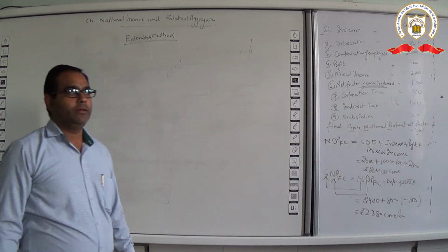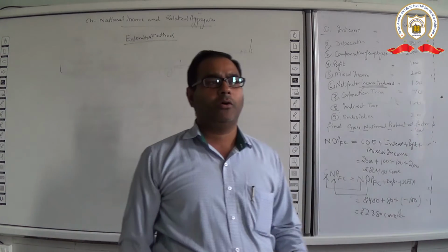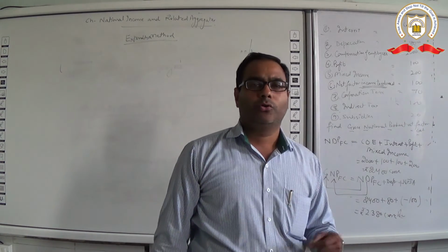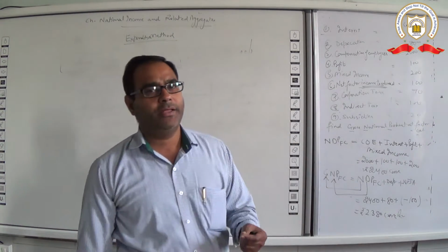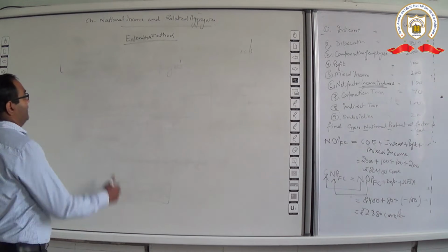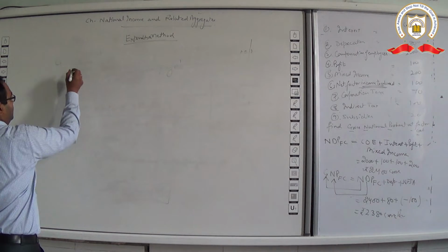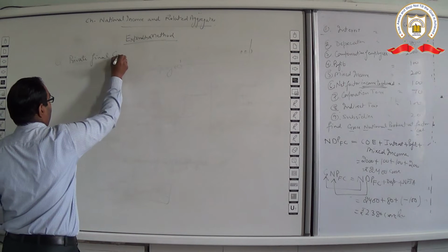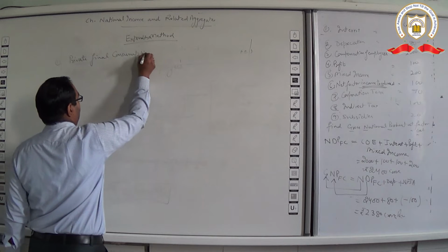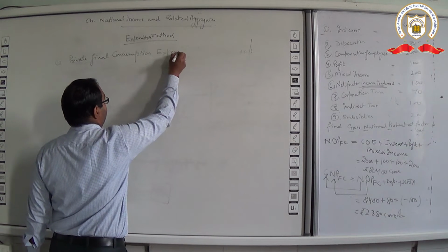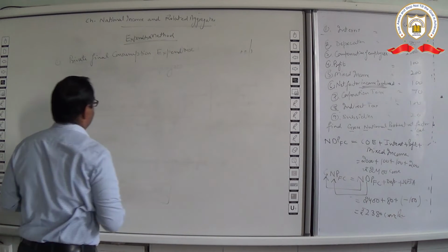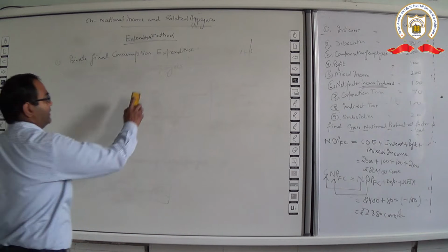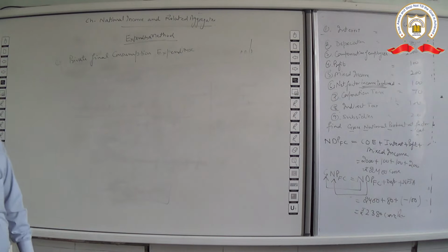Expenditure method. It means the expenses incurred by the households, firms or the government to purchase goods and services, to produce other goods or to meet their own requirements. So the first component of the expenditure method is private final consumption expenditure. It means the expenses incurred to purchase goods and services to meet the requirement.